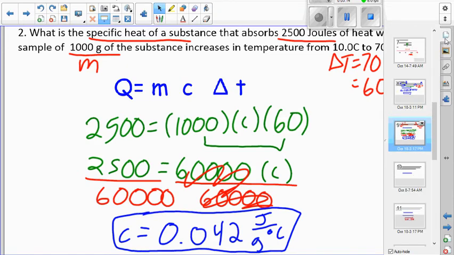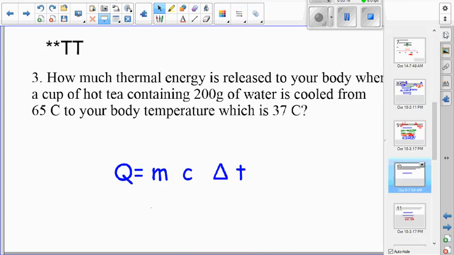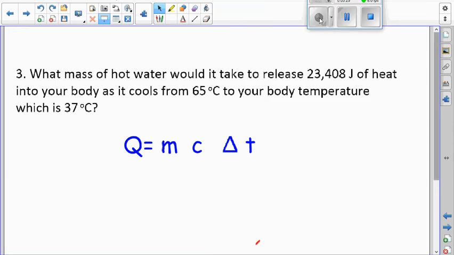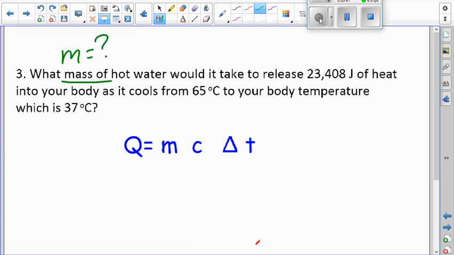Let's try one more together. Okay. What mass of hot water would it take to release 23,408 joules of heat into your body as it cools from 65 to the body temperature of 37 degrees? Okay, well, same process as always. Let's find our Q's, our M's, our C's, and our delta T's where they are in the problem. So first of all, it asks me for what mass. So it looks like M is what I'm looking for. That's what I don't know. So I'll have to be solving for that.